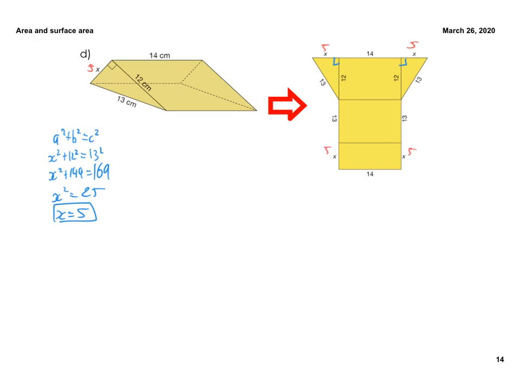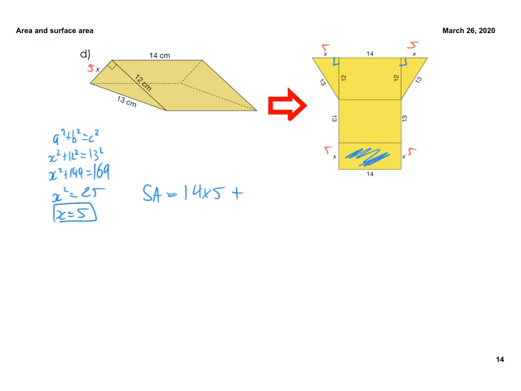Let's now do a surface area of 3 rectangles and 2 triangles. You can see these two are the same. These two are the same, and then this one here is different. So SA equals, let's go 14 times 5, which is this one right here. Then we have these two. So that's going to be 13.